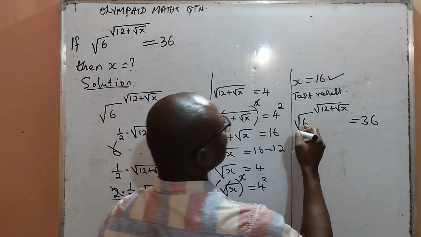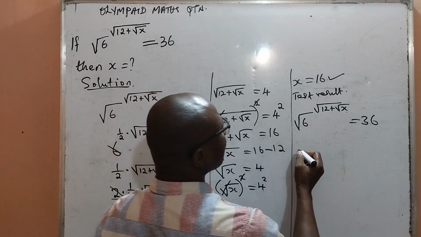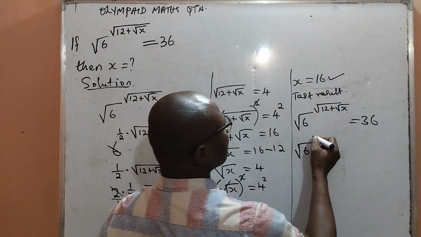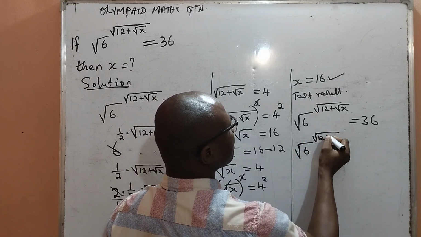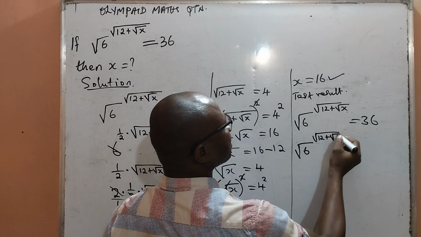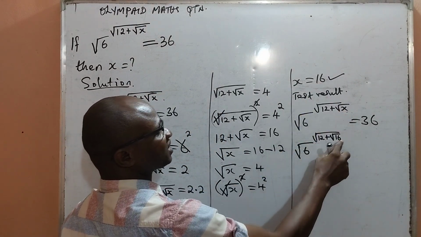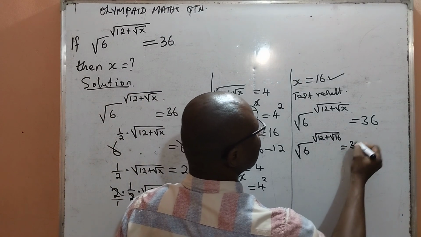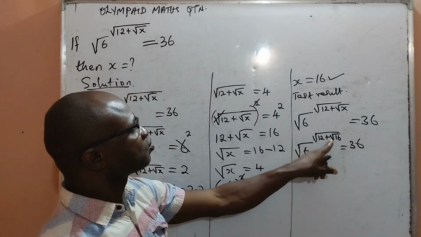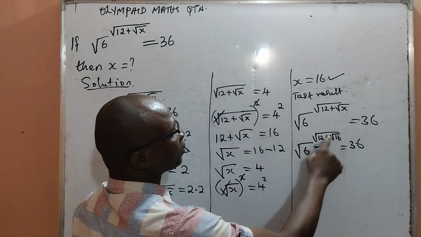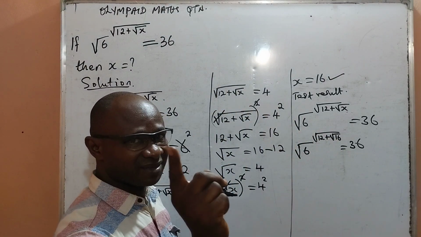Therefore, I have from here that the square root of 6 raised to the power the square root of 12 plus the square root of 16 instead of x. I have now replaced x with 16. Is it equal to 36? But then the square root of 16 is 4, and 4 plus 12 is also 16.